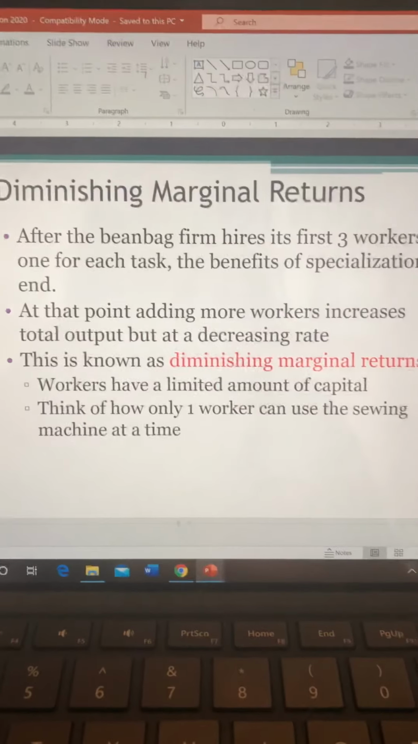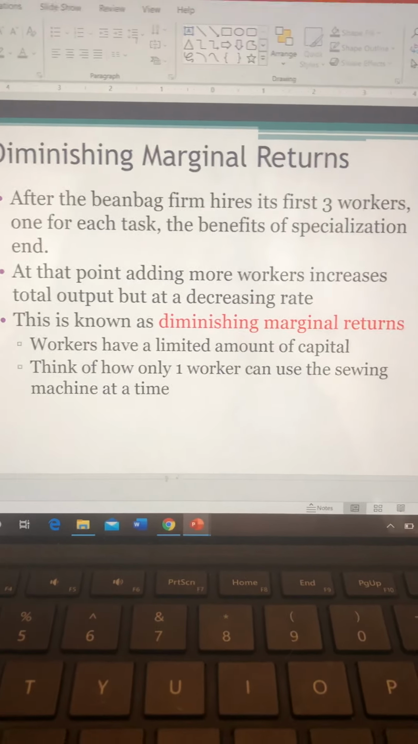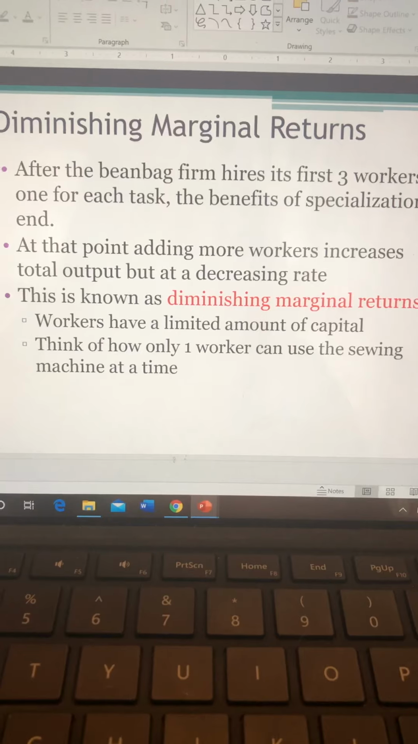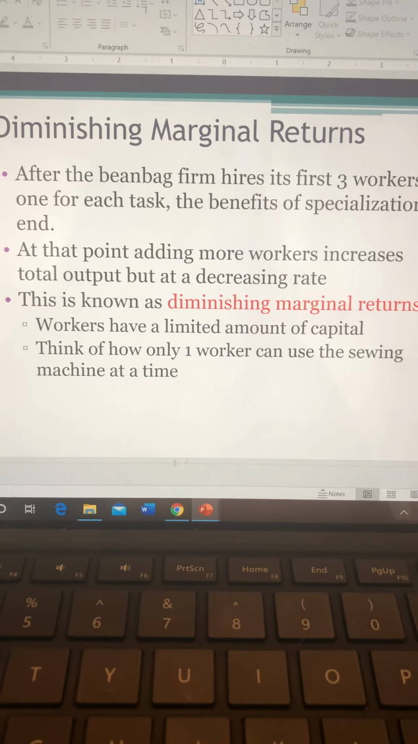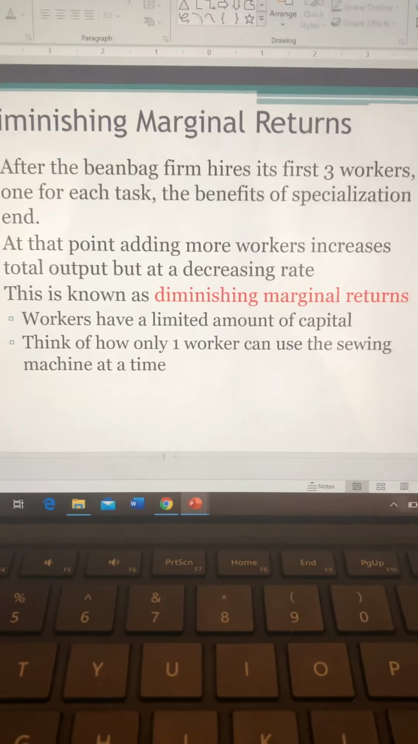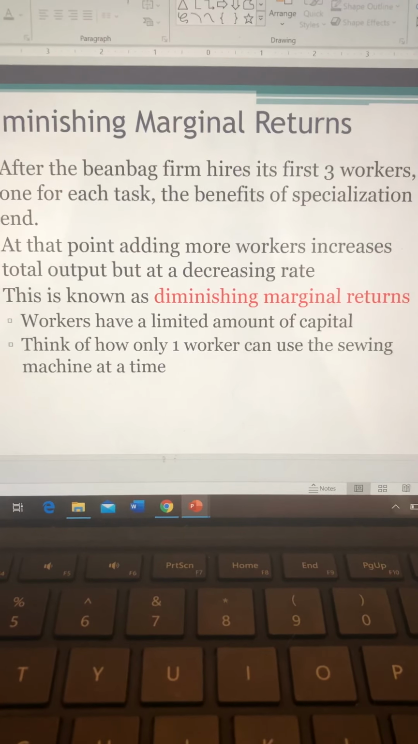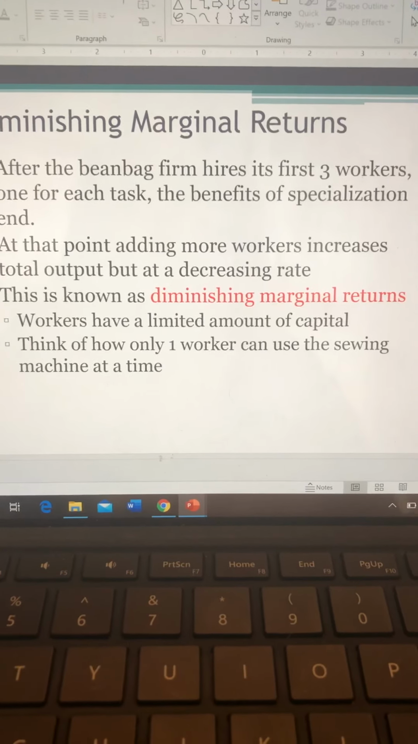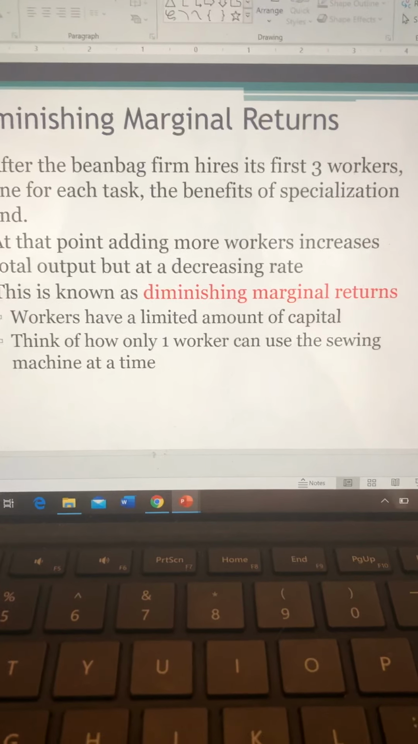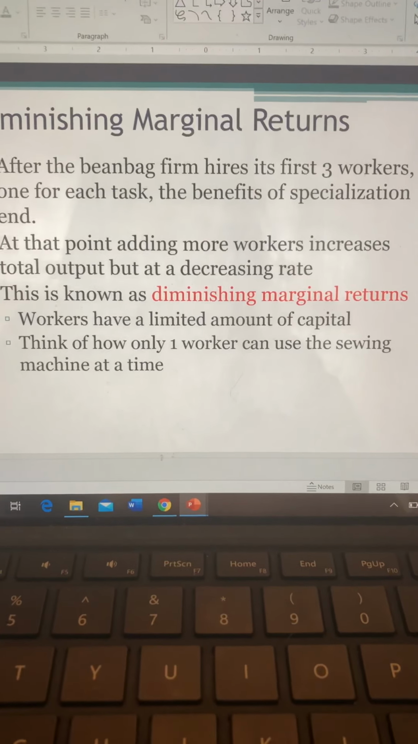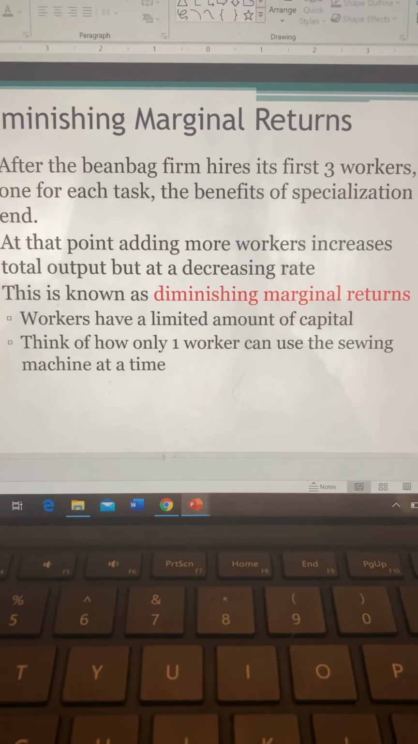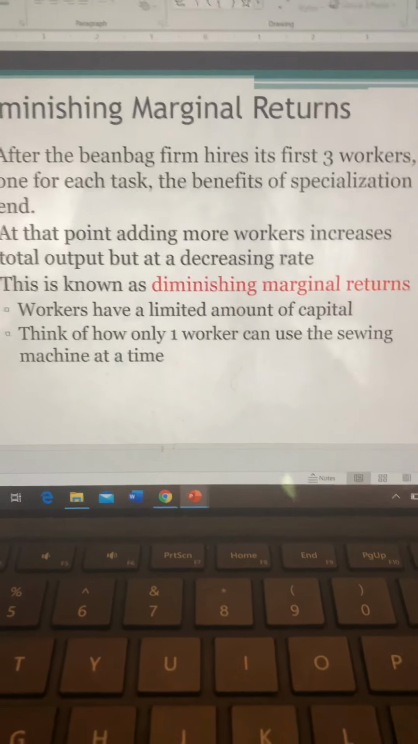Okay? So it goes back to what I mentioned before about specialization. Eventually, there's no specific or special job for a worker to do. So after the beanbag factory hires those first 3 workers, one to sew, one to stuff, one to cut the fabric, the benefits of specialization end. Okay, so at that point, adding more workers increases total output, but at a decreasing rate.